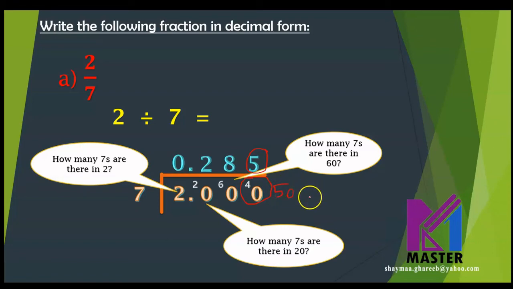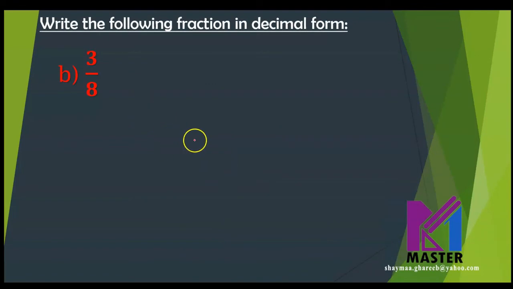So I can keep finding more digits if I need, but I will stop here at the third decimal place. So the final answer will be 0.285. If I want to round it to the nearest one decimal place, it will be 0.3. If I want to round it to the nearest two decimal places, it will be 0.29. Is this clear? Second question, the 3/8.